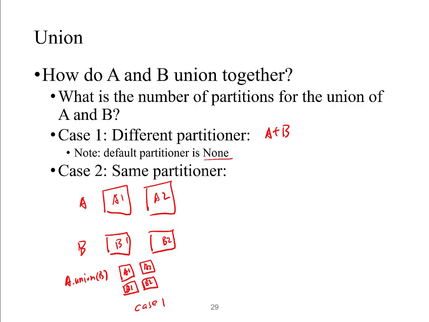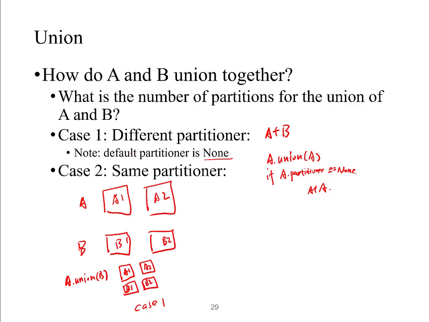So that's why if you do not specify the partitioner, even if you do A union A, say A dot partitioner is none, then what you will get is the total number of partitions would be 2 times the number of partitions in A. Okay, because they're considered as different partitioners.